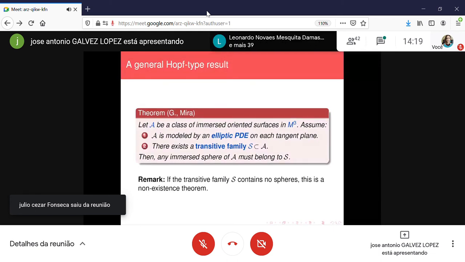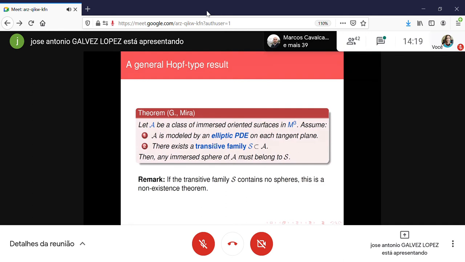Also, it should be observed that we are considering a transitive family, but it is possible to have a transitive family where there is no sphere in the transitive family. In this case, when in the transitive family there is no sphere, then this result is a non-existence result. The result would say that there is no immersed sphere in the class A.